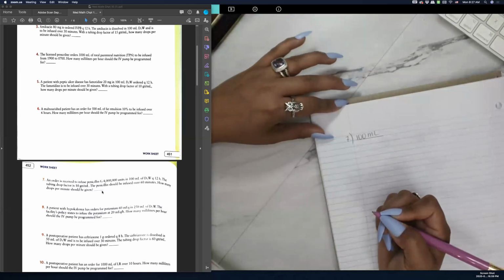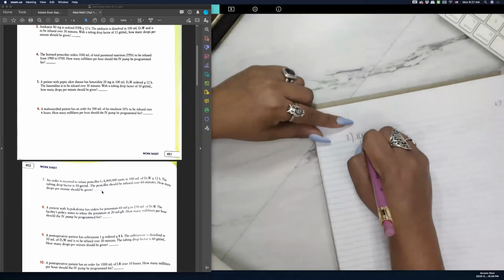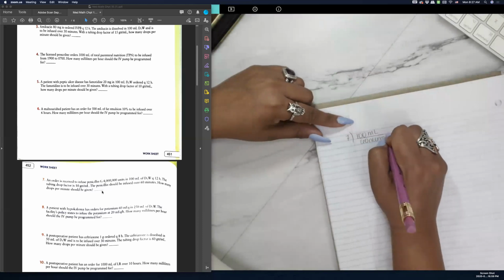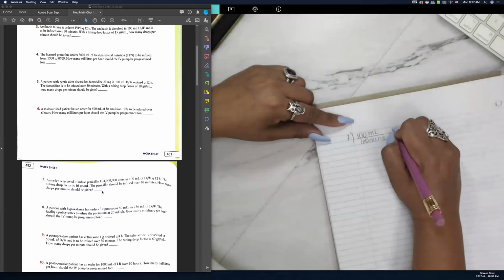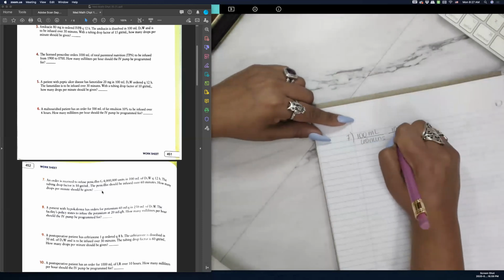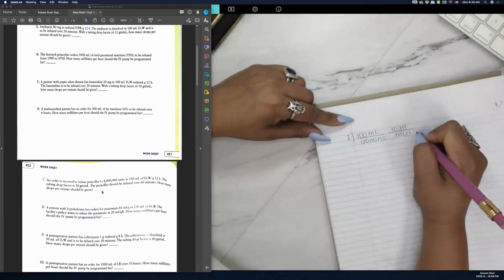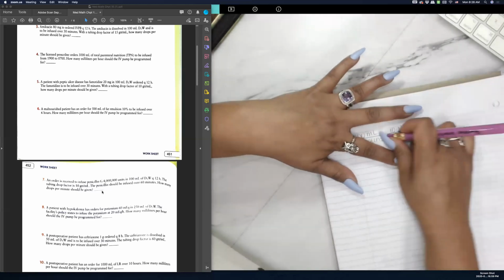Our IV is to be infused over 60 minutes. And we have a tubing factor of 10 drops per milliliter. Oh, no, I'm sorry, per milliliter. Like, that doesn't even make sense.